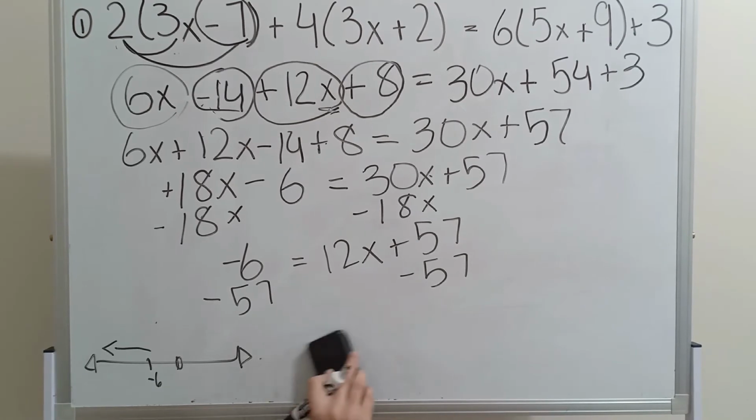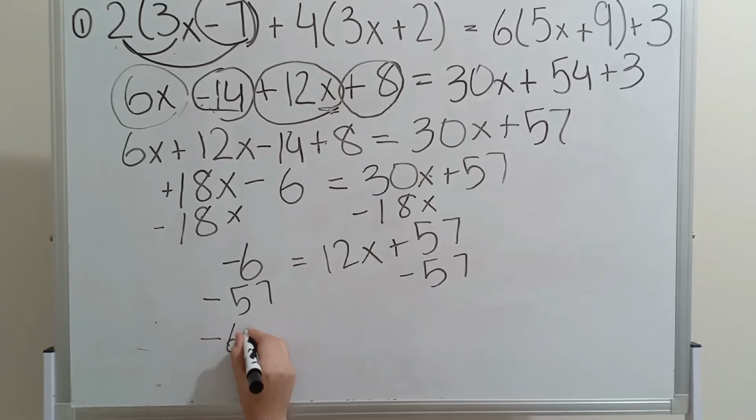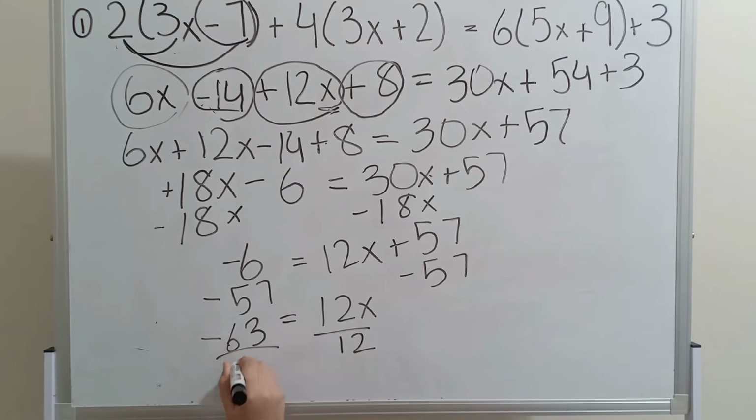If you add 57 plus 6, you will get 63. But since it's going to the negative side, we're going to add a negative sign here. So negative 63 equals 12x. Now we're going to divide both of the sides by 12 because that's the one with the variable.